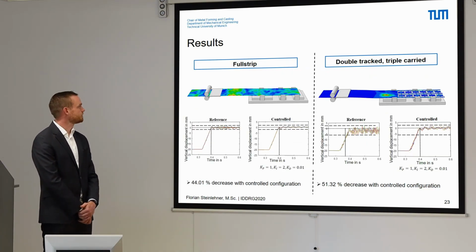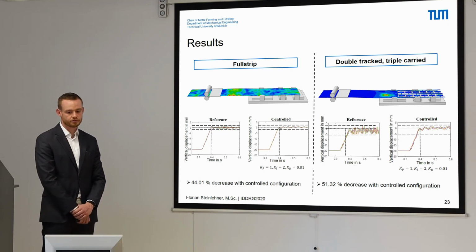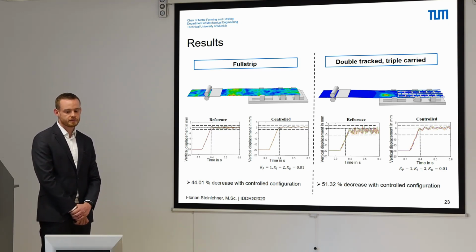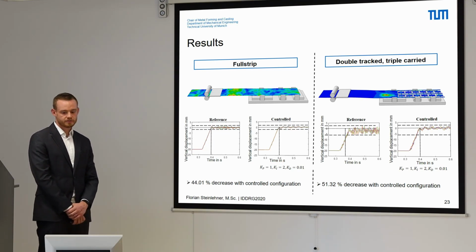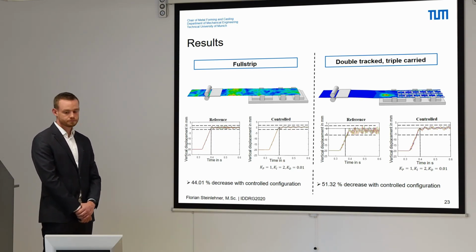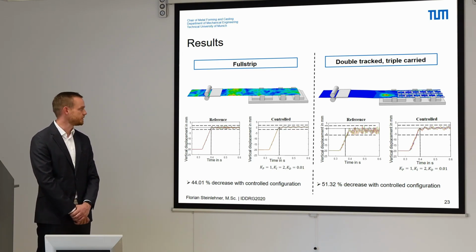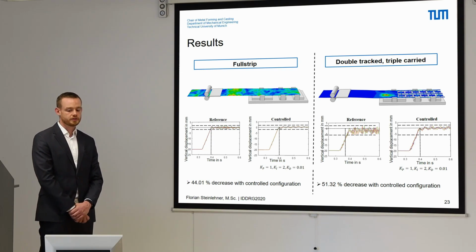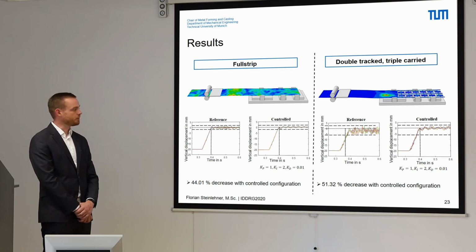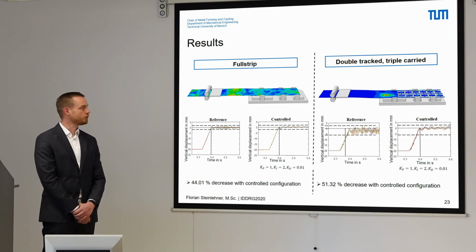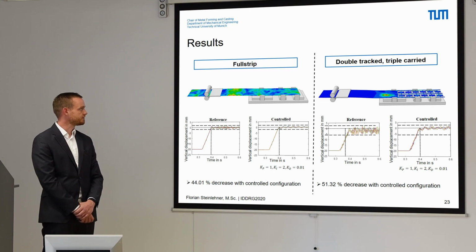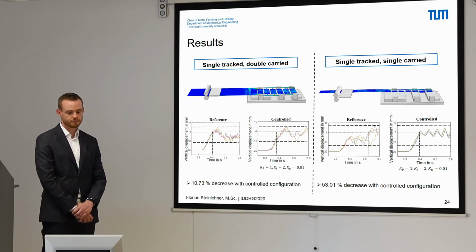Here I will show you the results for the full strip and the double-tracked, triple-carrier strip layout. For both cases, a good reduction of the remaining vibrations on the strip after the lifting phase was achieved. The vibrations on the double-tracked strip layout were reduced by about 50%, even though the controller was tuned with the full strip configuration. In addition, the different parts of the strip are vibrating in a more in-phase and a more homogeneous way on the right side for the double-tracked strip layout.